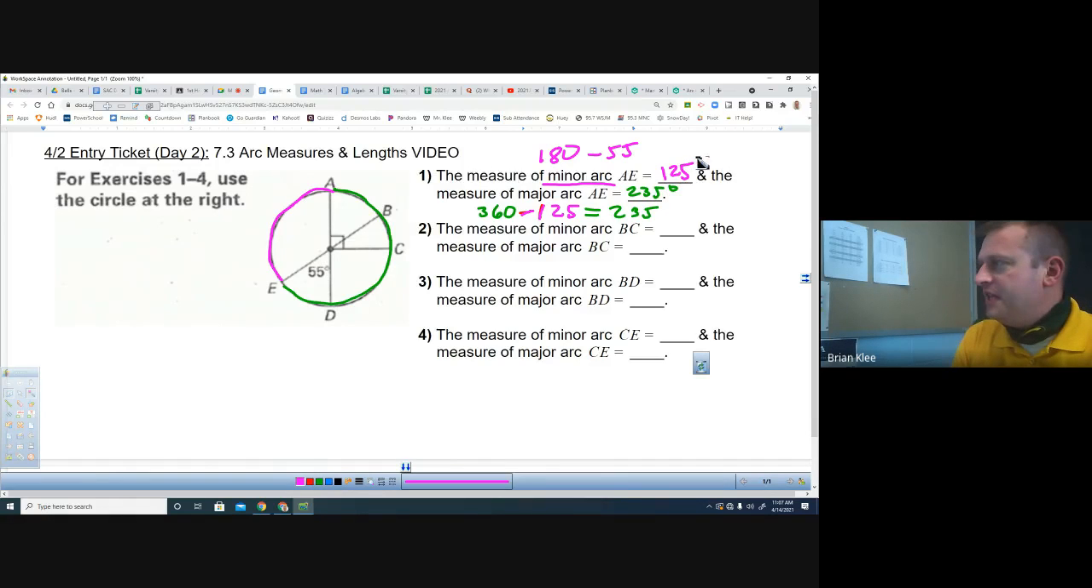One other approach that a lot of students take and is probably just as good, I know that this part right here is 180. So instead of doing a subtraction problem, we could do addition there. 180 plus 55 also gives me 235 degrees.